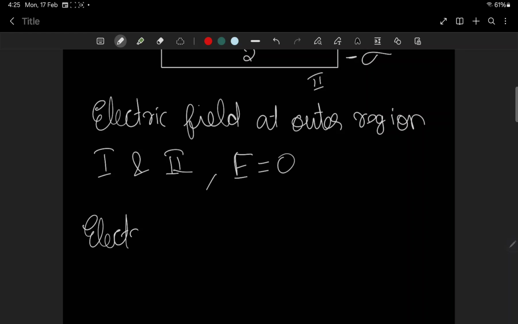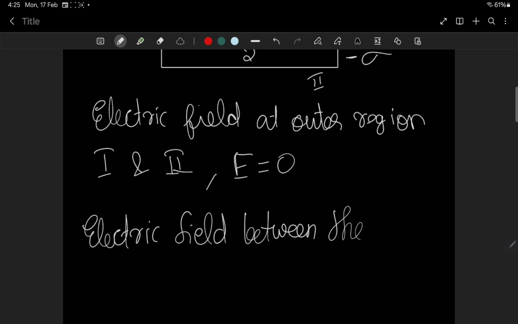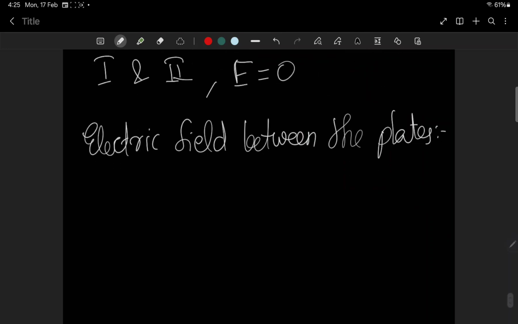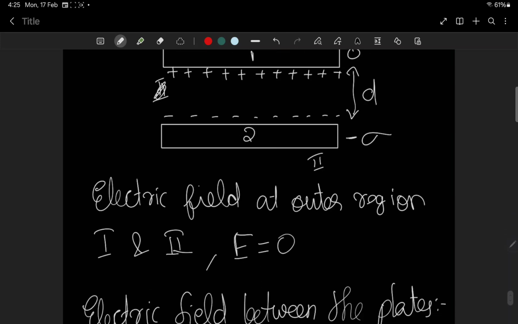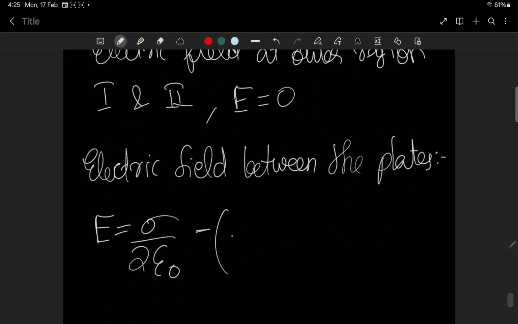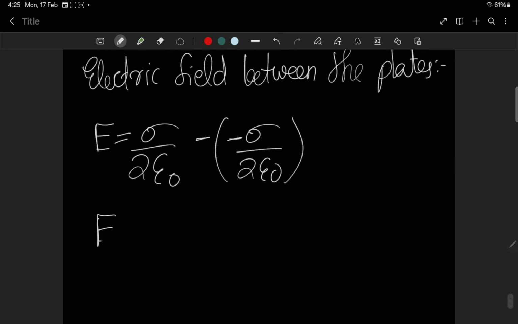Now the electric field between the plates. That is equal to sigma by 2 epsilon 0 for the above one. For the below one, this is minus sigma, right? So minus into minus, sigma by 2 epsilon 0. So what happens? It adds up, giving sigma by epsilon 0.